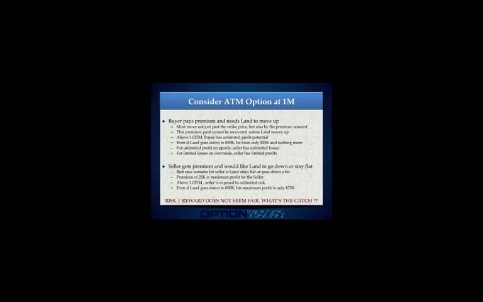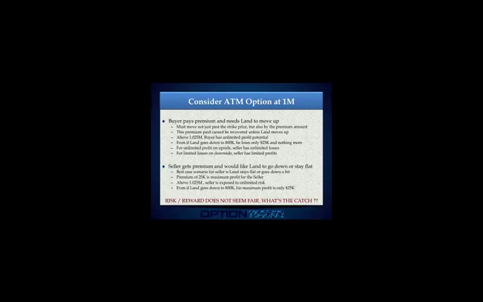For unlimited profit on the upside, the seller has unlimited losses on the same side. For limited losses on the downside, the seller has limited profits on the same side, which is the downside. From the seller's angle, the seller gets the premium of $25,000 and would like the land to go down or stay flat. Again, we are strictly looking at it from a financial standpoint. No seller would like the price of his land to go down. So the best case scenario for the seller is if the land stays flat or goes down.